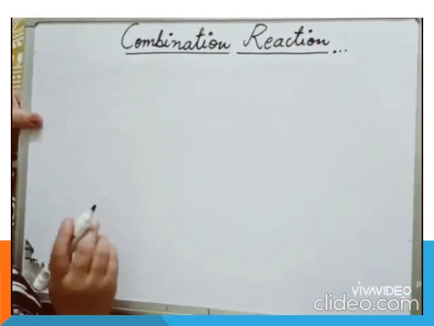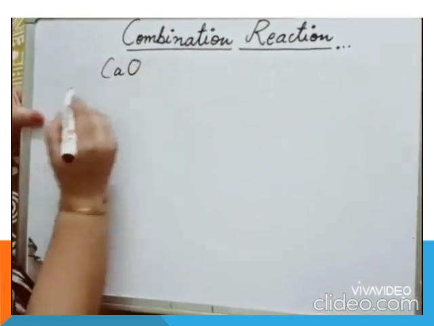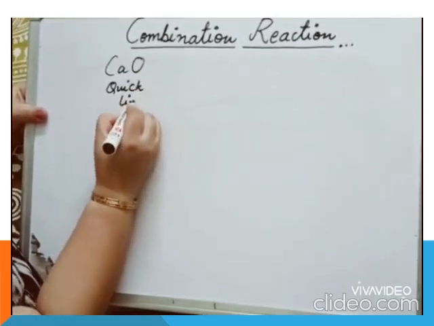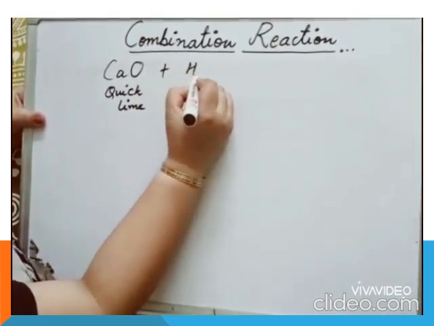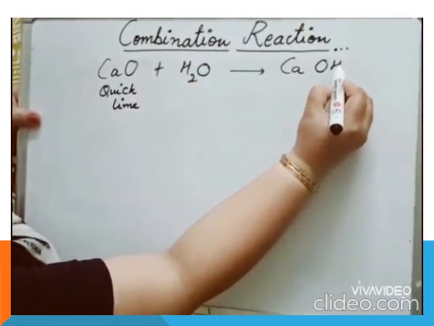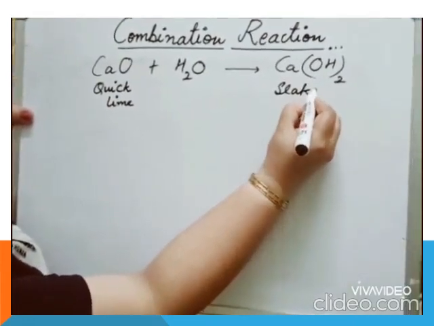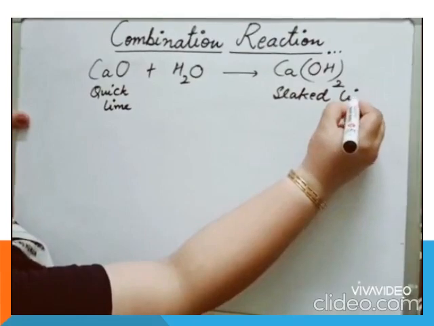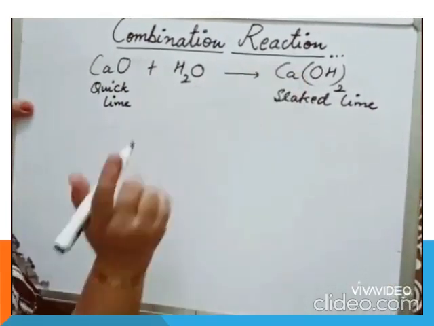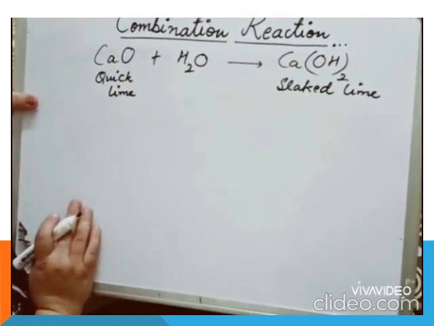Now see what we have done in our activity. We have taken calcium oxide. It is quicklime. Then we put water and we get calcium hydroxide. It is slaked lime. See, two reactants combine to form one single product. So it is an example of combination reaction.